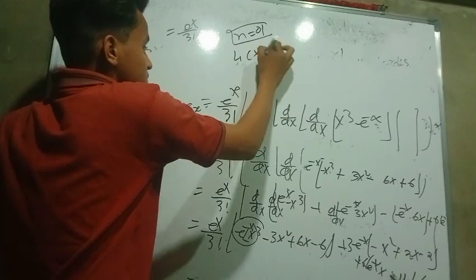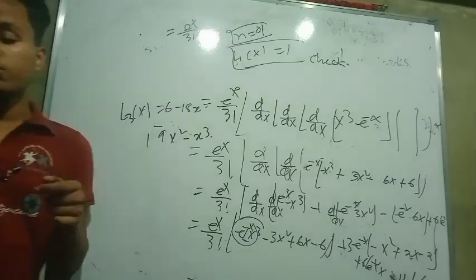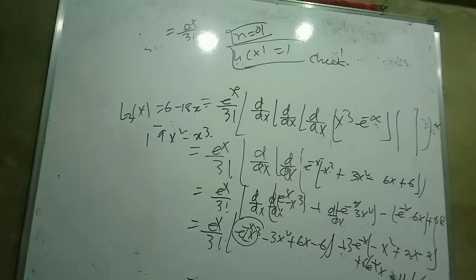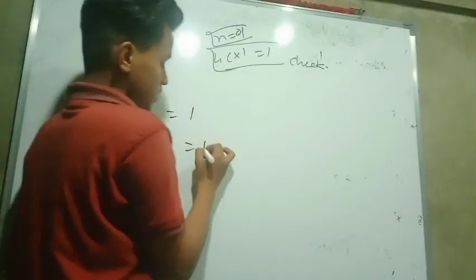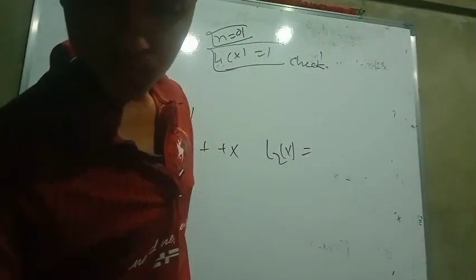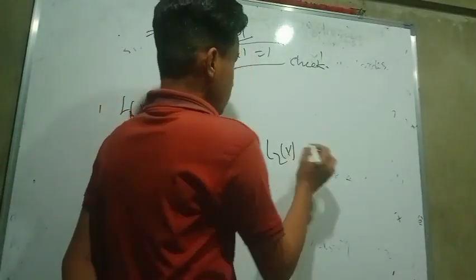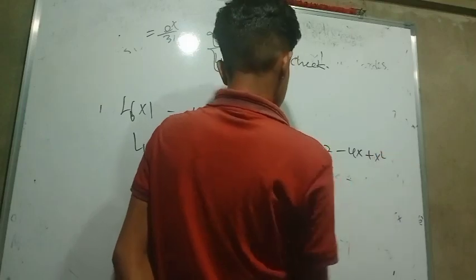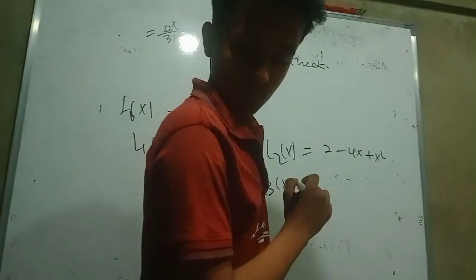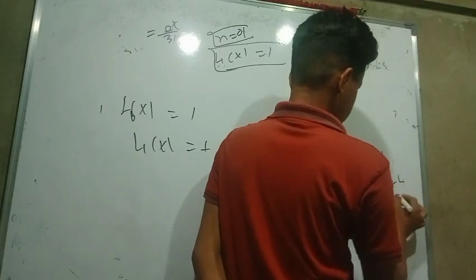When you find it, the Laguerre polynomial is given. Check. I think you got it. What is the theory behind this? Laguerre polynomial 0 is 1, Laguerre polynomial 1 is 1 plus x. Laguerre polynomial 2 is what? Laguerre polynomial 2 is, I have forgotten, 2 minus 4x plus x². Laguerre polynomial 3 is given by what? 6 minus 18x plus 9x² minus x³.